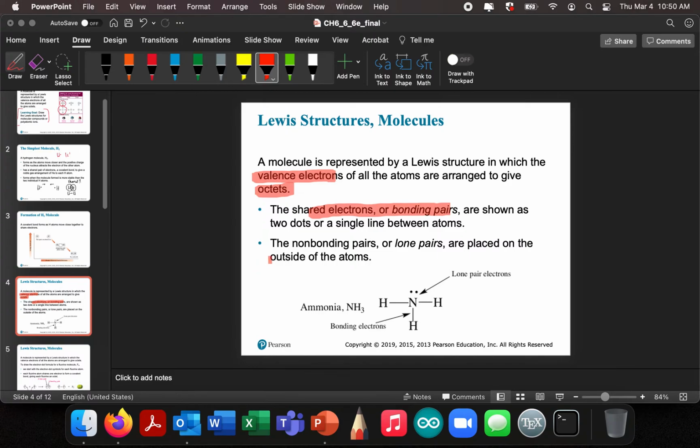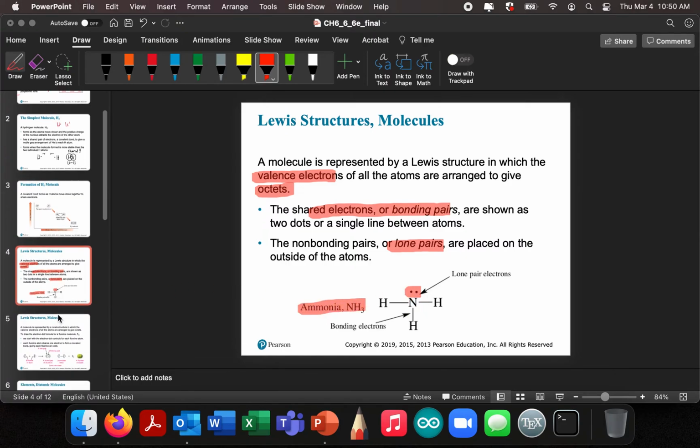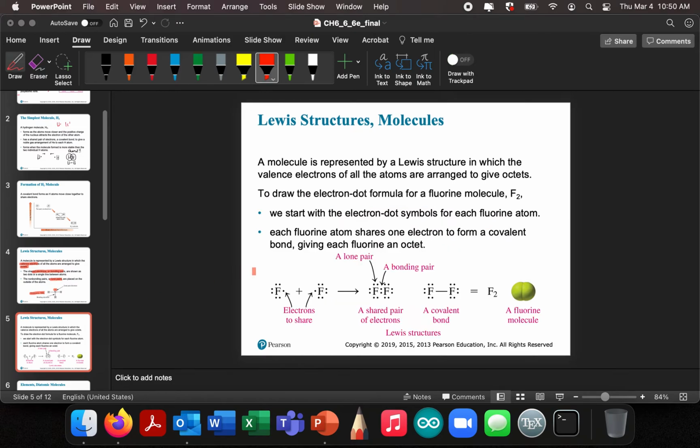The non-bonding pairs, or lone pairs, are placed on the outside of the atom. So there's a non-bonding pair for nitrogen, and here is ammonia. This is the Lewis structure for ammonia, okay? So a molecule is represented by a Lewis structure in which the valence electrons are arranged to give octets, which we've already said a couple times now.